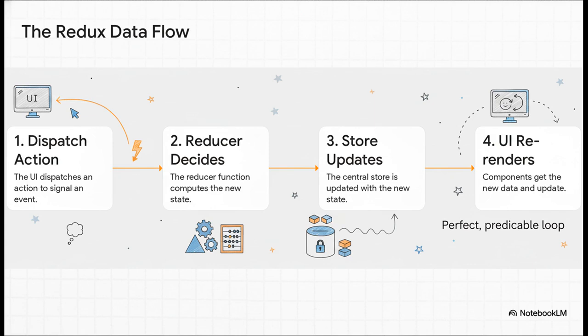So let's put it all together. Let's do a quick recap of the entire flow. A user does something in the UI which dispatches an action. That action goes to the reducer, which figures out what the new state should be. The store updates with that new state, and finally the UI, which is watching that data with a selector, automatically re-renders to show the new information. It's a perfect, predictable circle, no surprises.